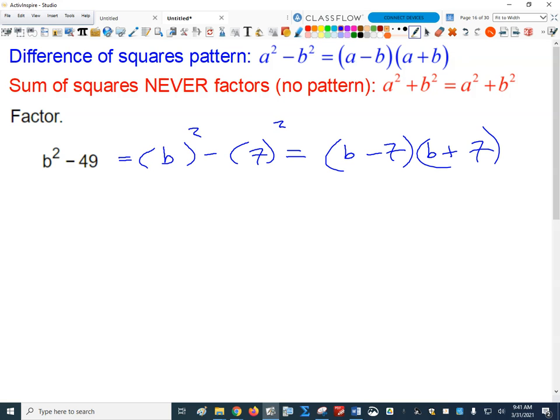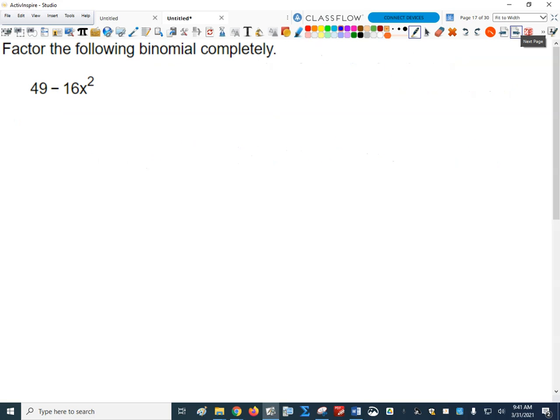Okay, now another thing to remember about this, though, is that sometimes we want to overgeneralize in math. There is no sum of squares pattern. It never works. So if we have something in the form something squared plus something squared, we're done. It does not factor. There's no pattern that goes with that. We can't break it up any further. Okay?